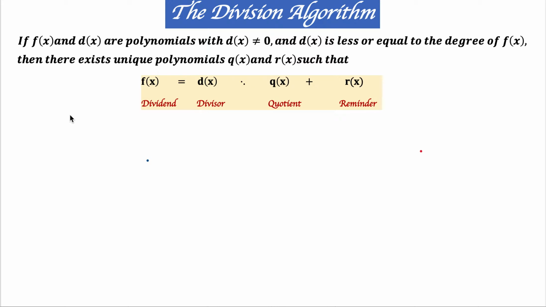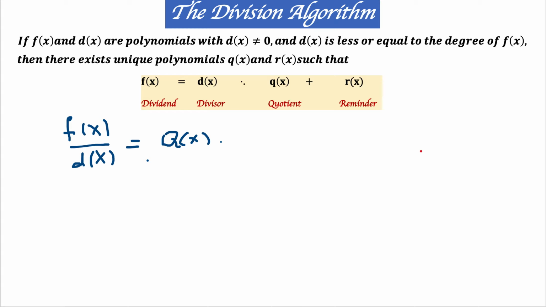So what does it mean here? For instance, because f of x is the dividend, we can write f of x divided by d of x, because d of x is the divisor. If we divide the polynomial function f of x by a polynomial d of x, we are going to get a quotient. Let me denote the quotient with q of x.